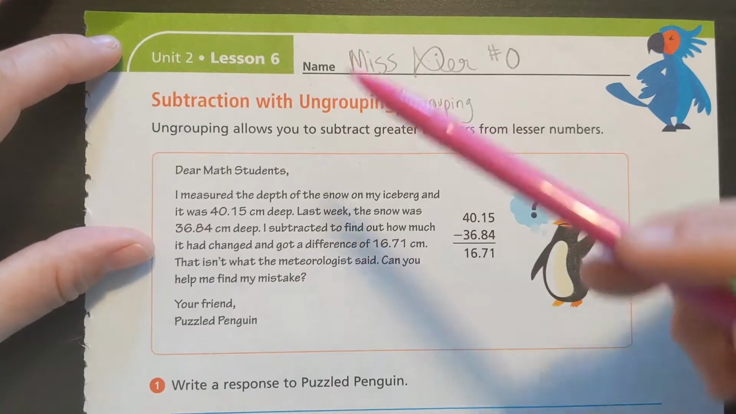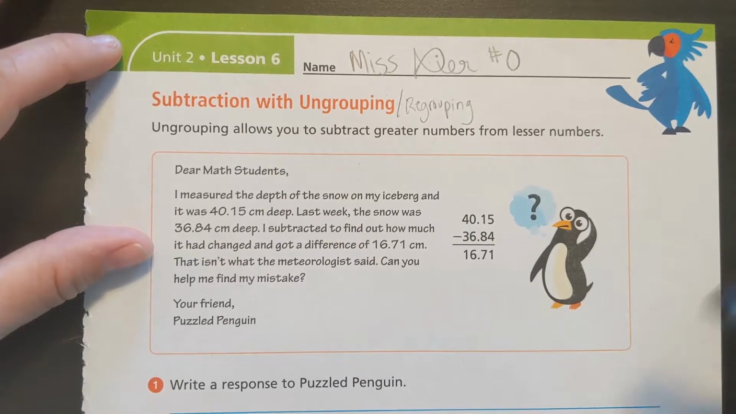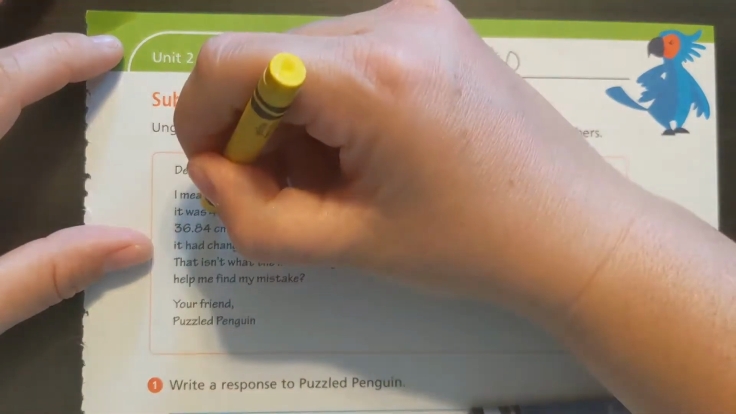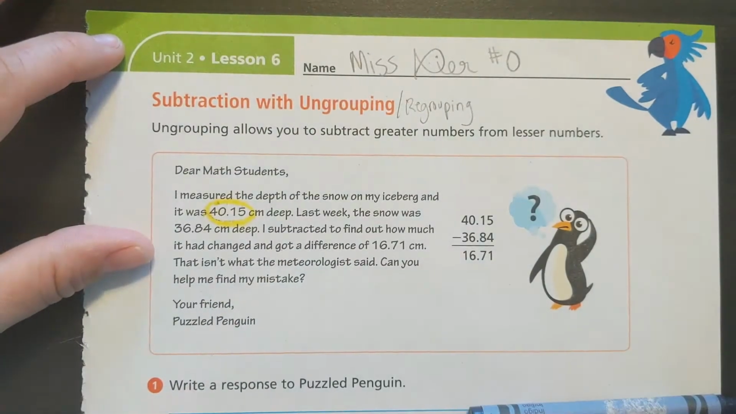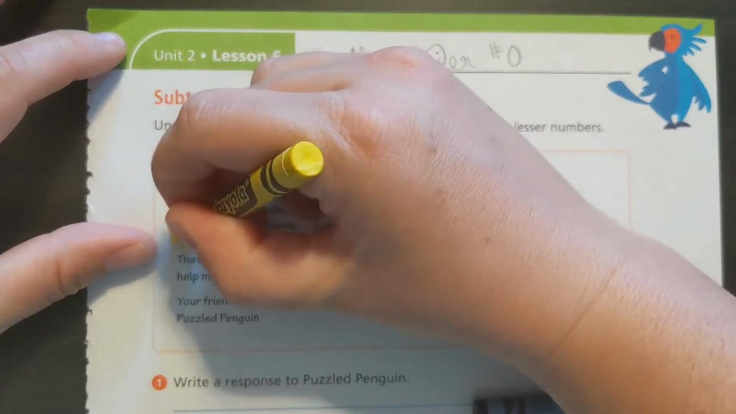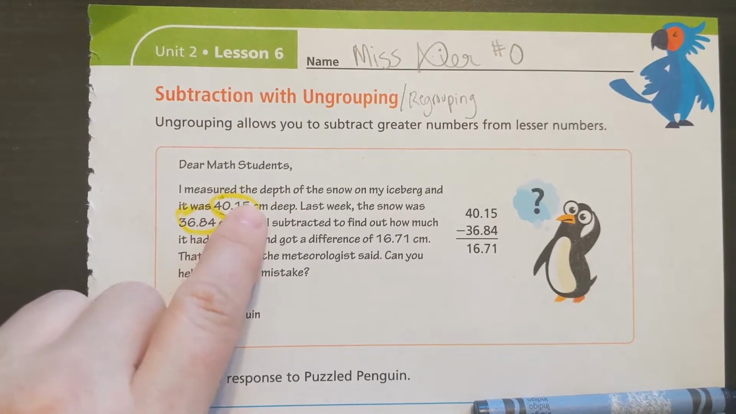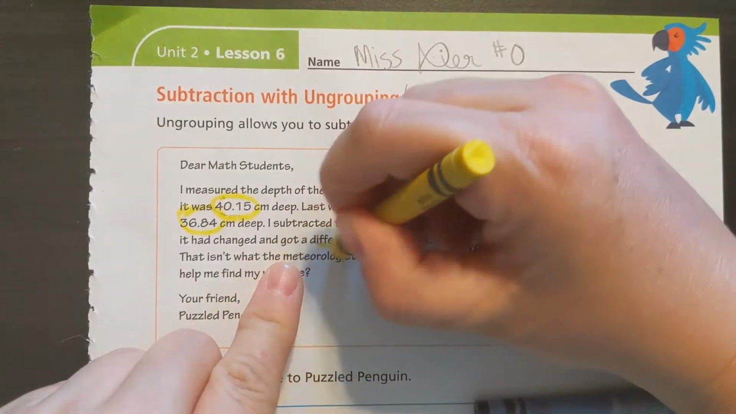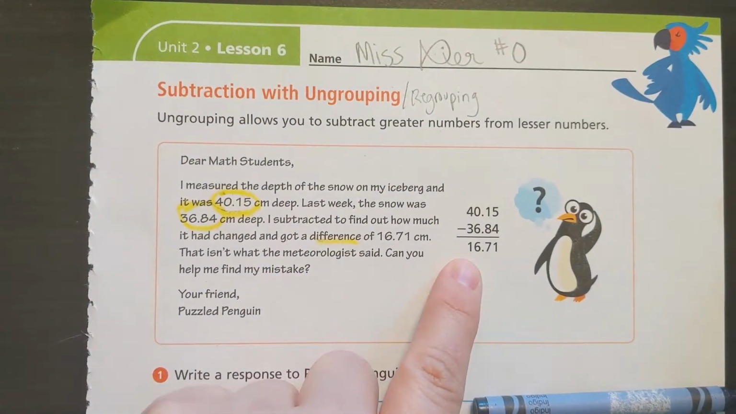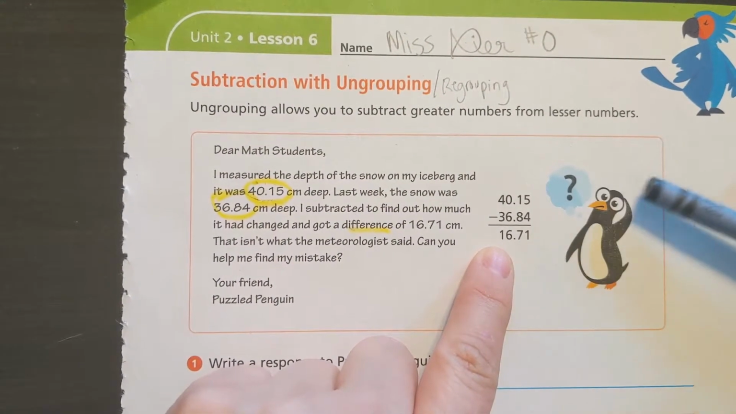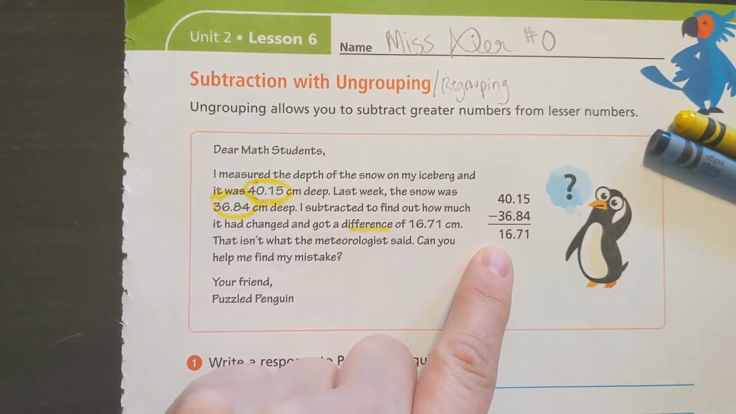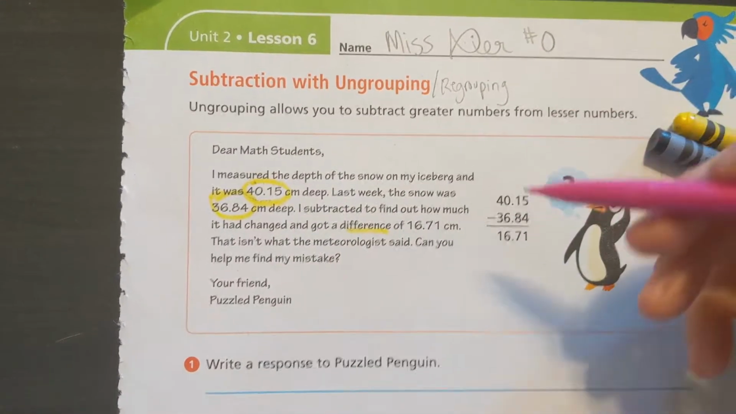Your friend, Puzzled Penguin. Will you please take your yellow and circle 40.15 and circle 36.84. So those are the two numbers that he's subtracting, right? Because he's trying to find the difference. And he gets this difference and he knows that the difference is wrong. So what we're trying to do here is be detectives and try to figure out what he did wrong.